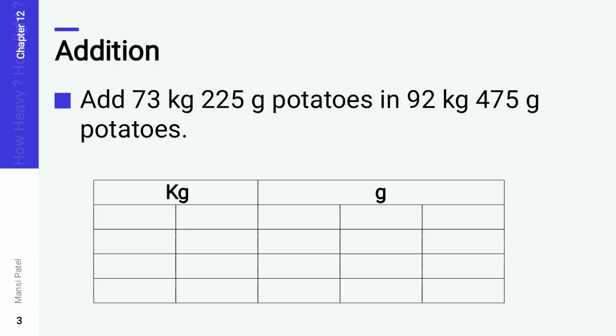Now 73 kilogram, so write 73, and then 225 gram, so 225 gram is there. In this, you have to add 92 kilogram, so plus 92 kilogram. How many grams are there? 475 grams. Now again you start the addition.